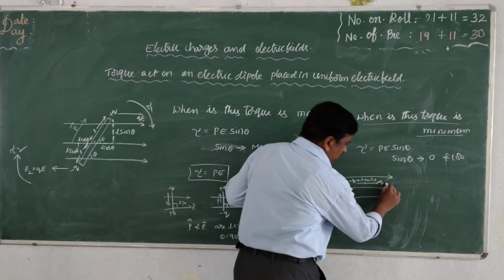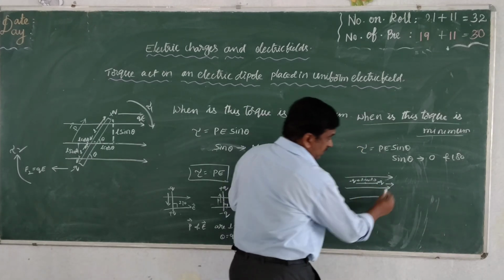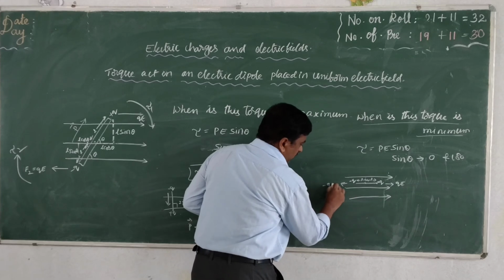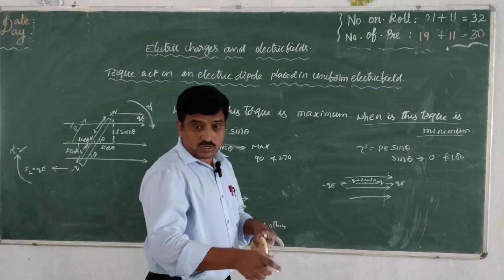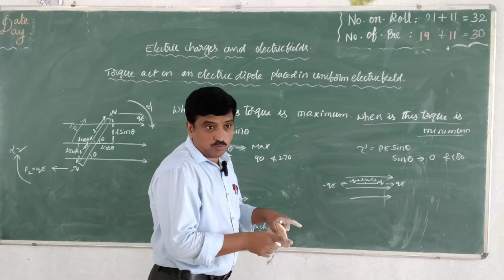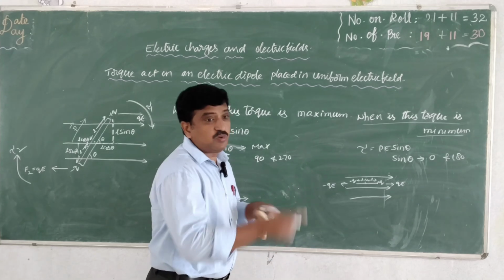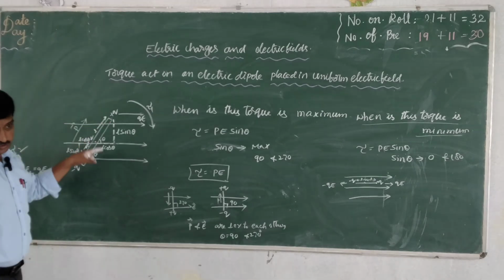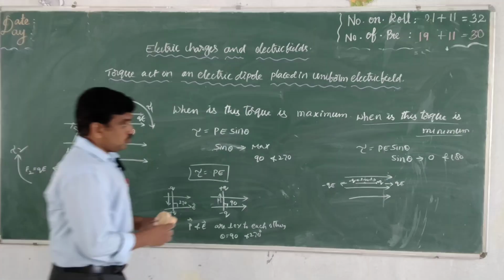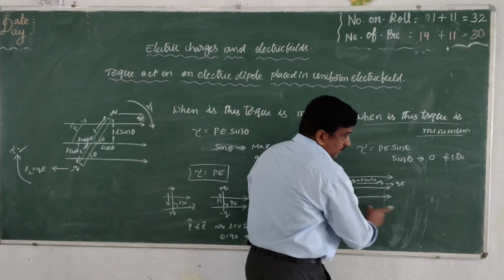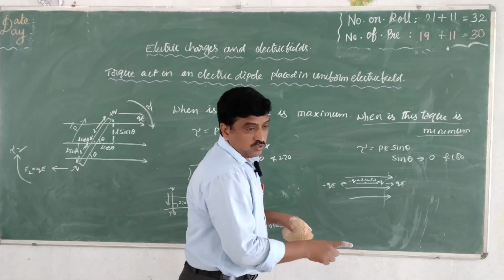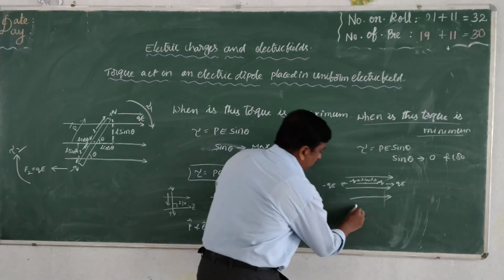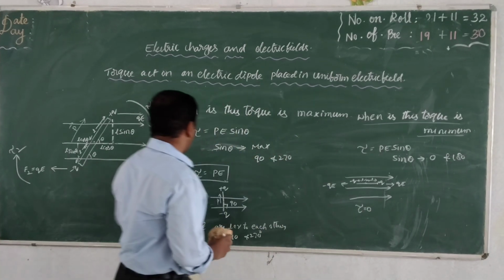In this case, what is the force acting on plus q in the direction of the electric field? qE. Minus q, opposite to the electric field, qE. Both are acting, two equal and opposite forces on the same line of action. Here, both are not on the same line of action, so torque is acting here. In this case, both are acting on the same line of action, equal and opposite forces, that's why net torque is 0. Here net torque is not 0.